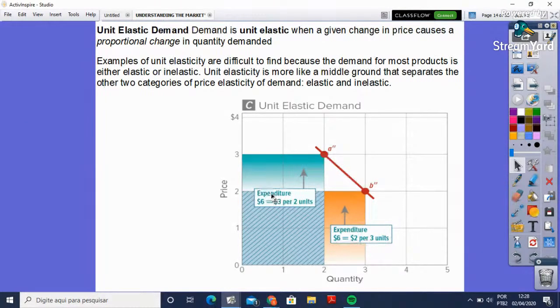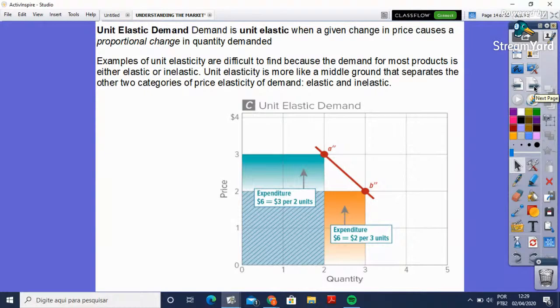My revenue or expenditure is $6. $3 per 2 units, 6. Here, I have $2 per 3 units, which is equivalent to 6. I have here a unit elastic demand. It's very difficult to find products or services in the unit elastic demand. Most products and services are usually elastic or inelastic.